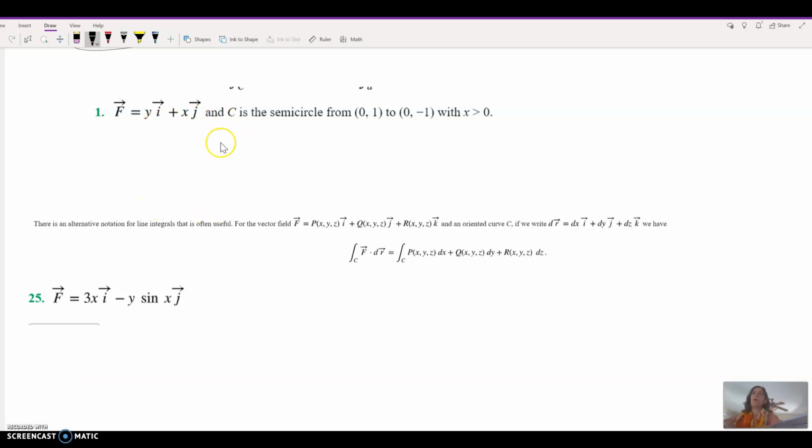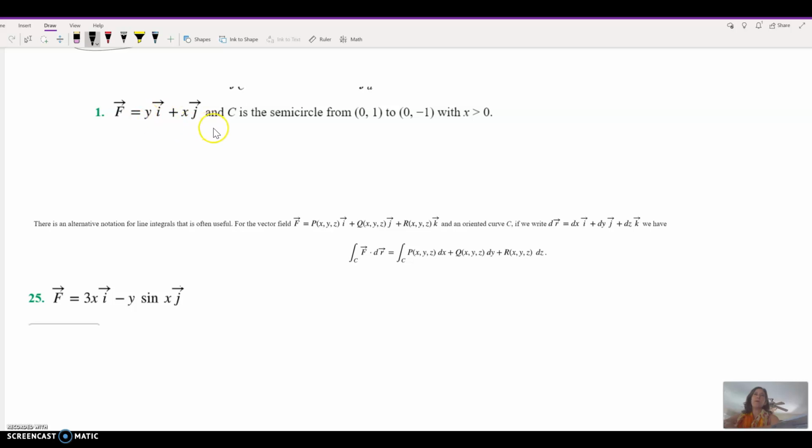All right, we're going to do a few more problems from 18.2. So when we want to find a line integral, the job here is to find the line integral of this vector field, yi plus xj, along the semicircle from (0, 1) to (0, -1), where x is positive. So this is sort of the right side of your unit circle.